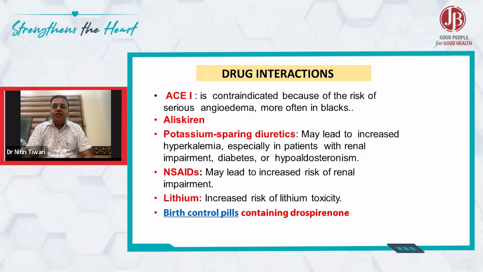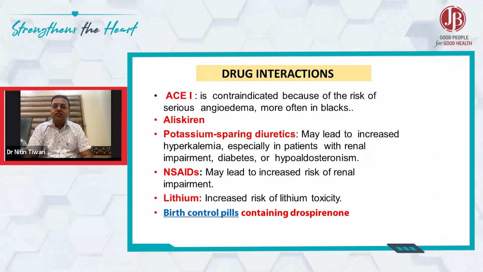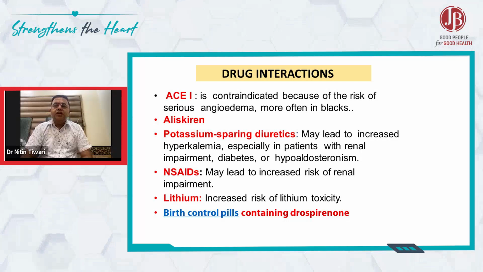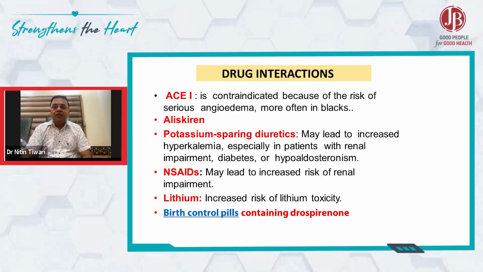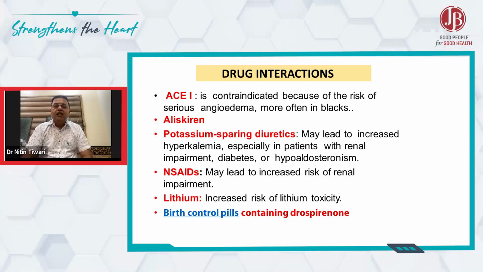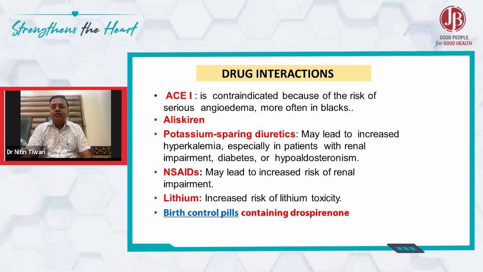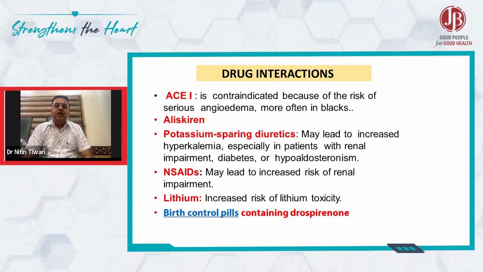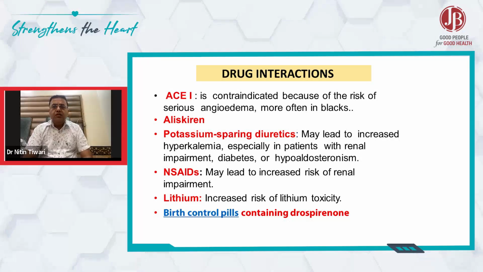What are the drug interactions? ACE inhibitor is contraindicated. Naturally, aliskiren should not be used with this molecule. Anyway, aliskiren is not used. Potassium sparing diuretics, if they are used, look for hyperkalemia, especially in patients with diabetes or hypoaldosteronism. NSAIDs should be avoided. Lithium, if the patient has some psychogenic tendencies, there is a risk of lithium toxicity. And naturally, birth control pills containing drospirenone should be avoided with this molecule.